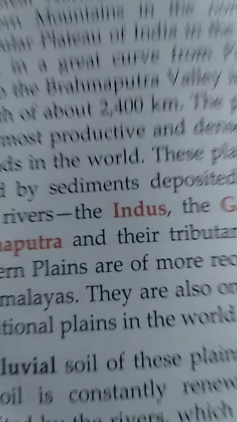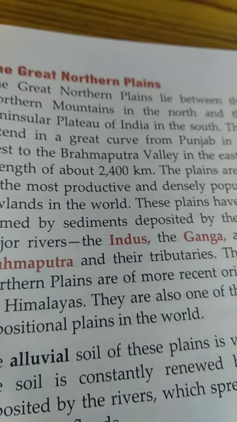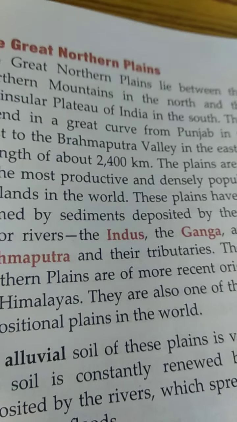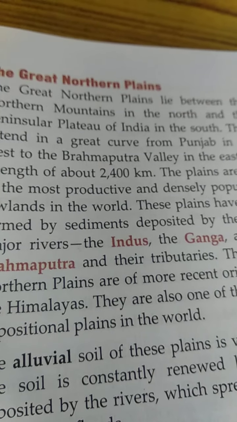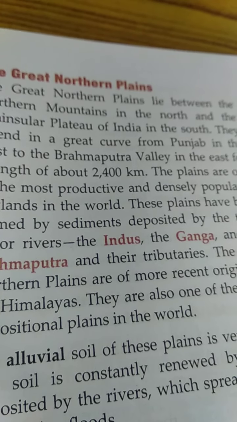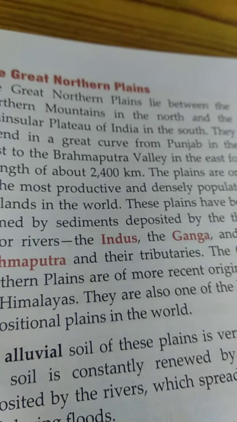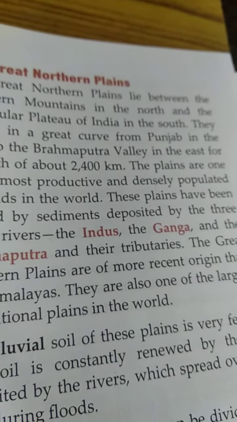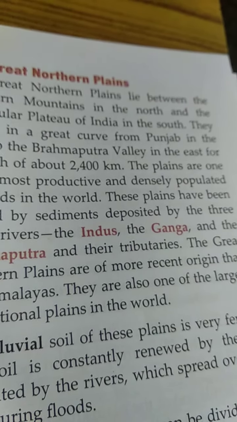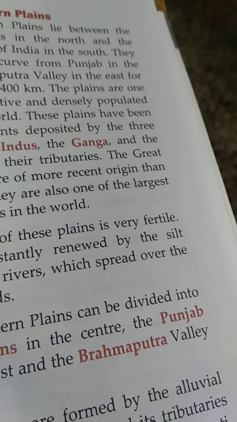The Great Northern Plain is of more recent origin than the Himalayas, as it is one of the largest depositional plains of the world. The soil here is alluvial, which is very fertile, and it gets renewed as the river is flowing. The soil also gets renewed whenever there is a flood, because the water spreads everywhere, and when the water goes down, the silt is left there. So this is how this plain gets renewed every time.